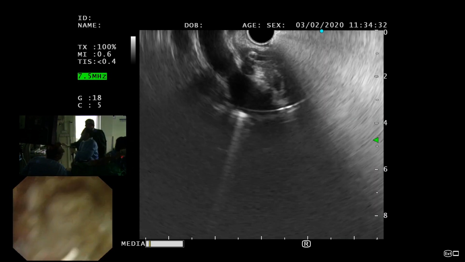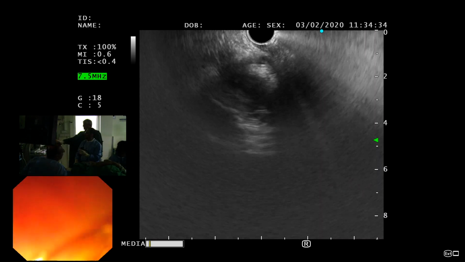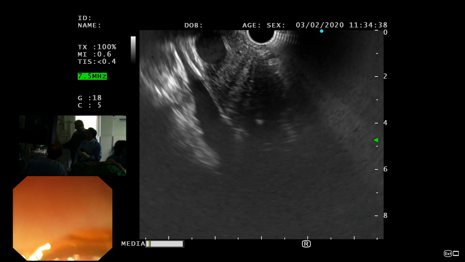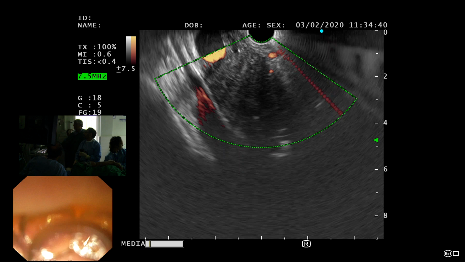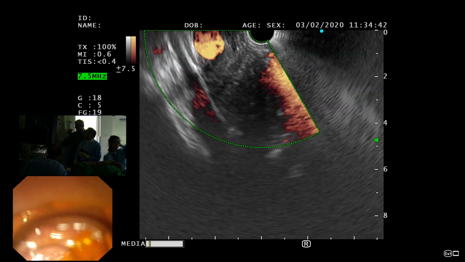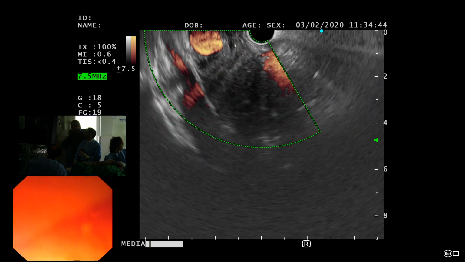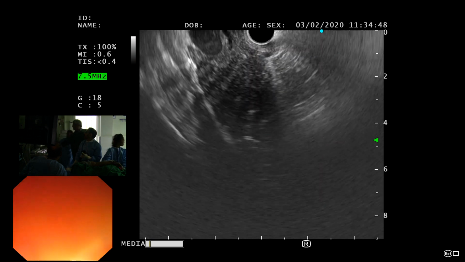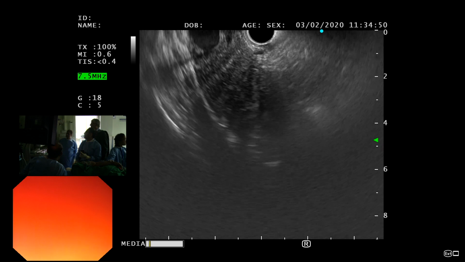Okay, stop. Pick tip up. See, that's the portal vein there. सही. Okay. That's the portal vein there, right? If you look gently, you can see the stent there. Most likely that should be the bile duct.